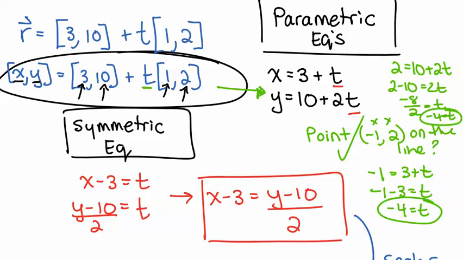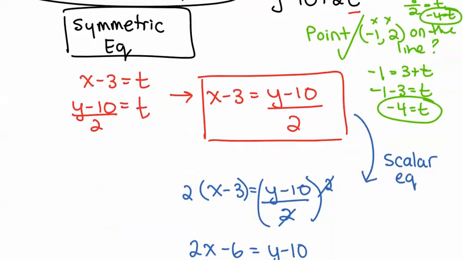If the point is on the line, they will have the same value for t. So that's a way to test it using our vector and parametric equations.